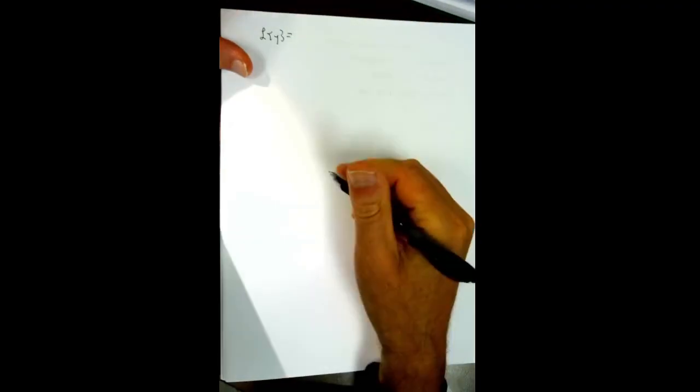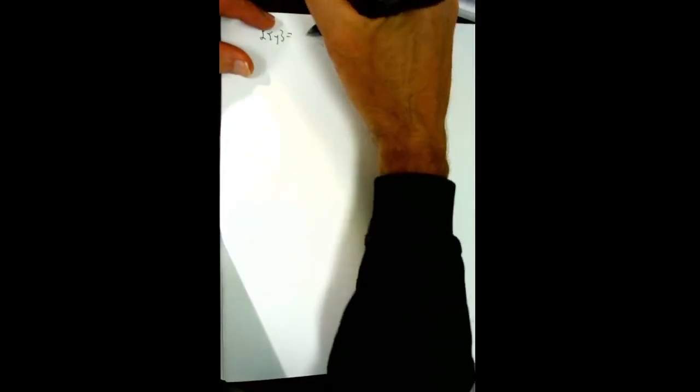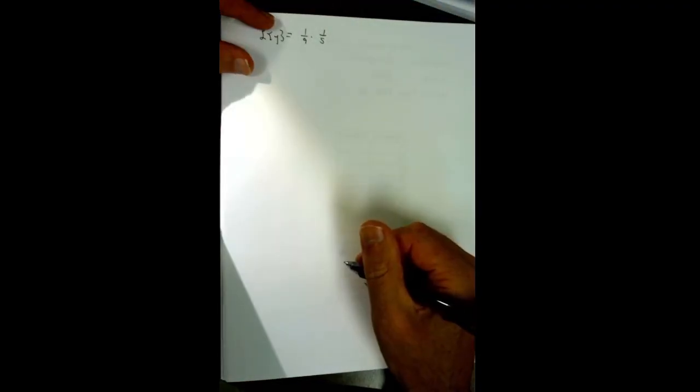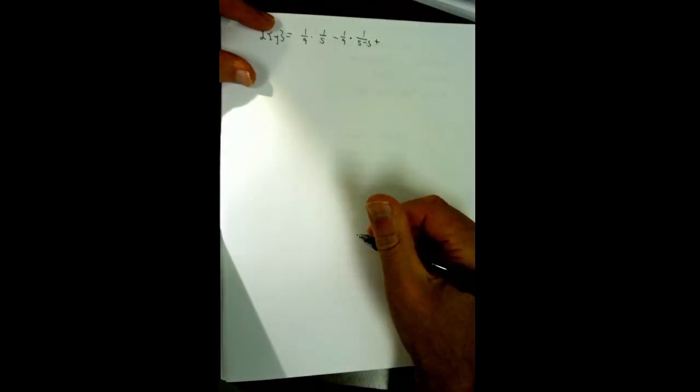So that means that my Laplace transform, we said, was a over s. A is 1/9 plus b over s minus 3. We said b is minus 1/9. And then c was 1/3.